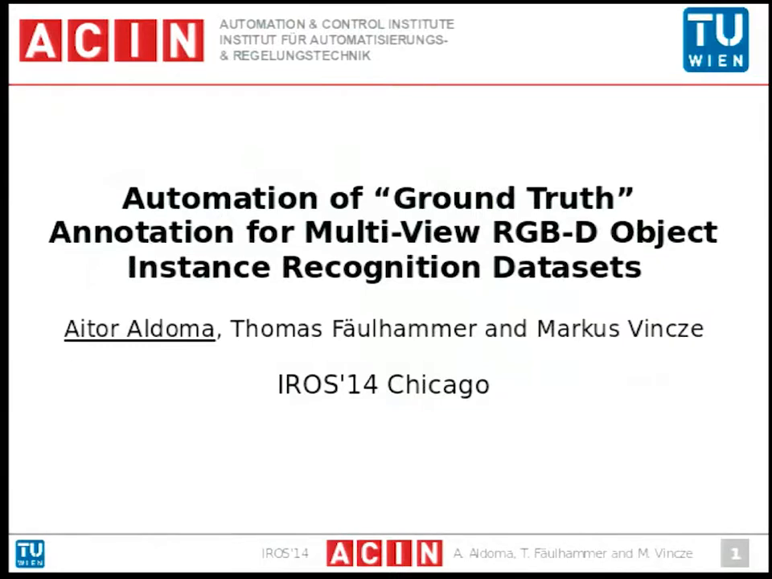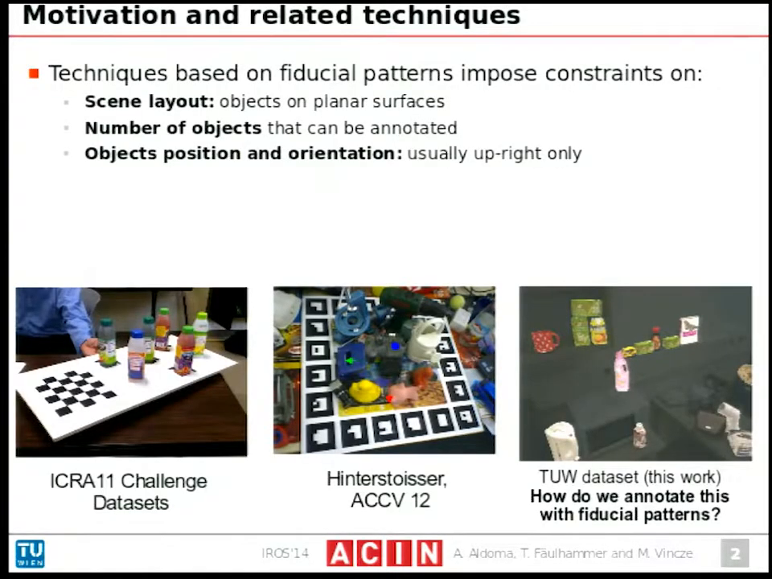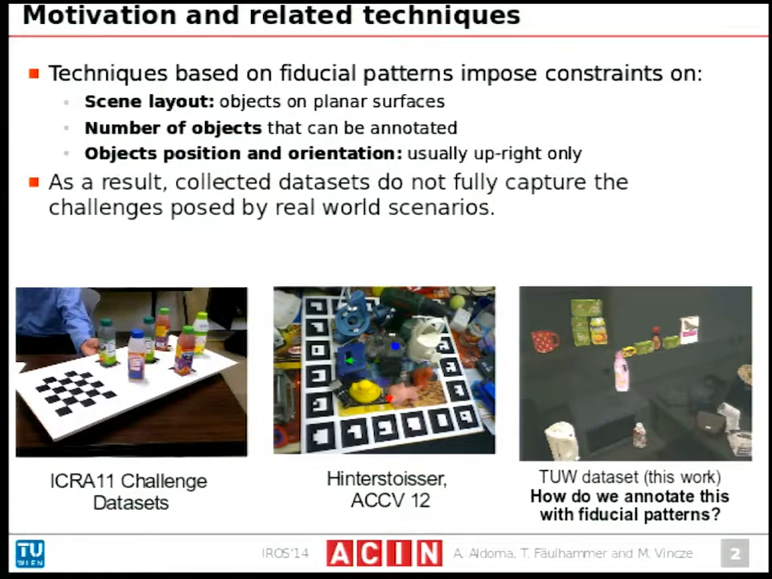I'm from the University of Vienna, and I'm going to talk today about the acquisition of ground truth data for object instance recognition datasets. This work was inspired by the limitations that techniques using fiducial patterns have. In particular, they impose constraints on the scene layout, the number of objects that can be annotated, as well as on the position and orientation of the objects in the scene. As a result, the datasets collected with this kind of technique do not fully capture the challenges posed by object recognition in real-world scenarios.